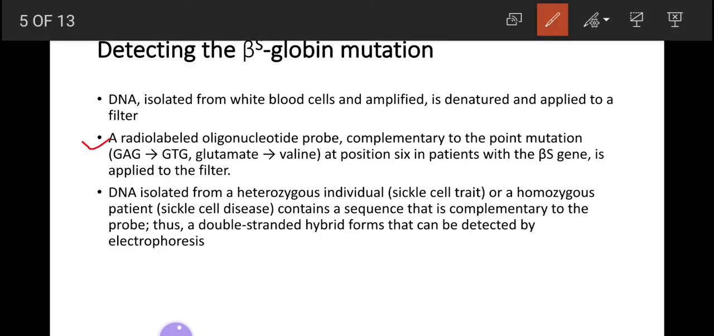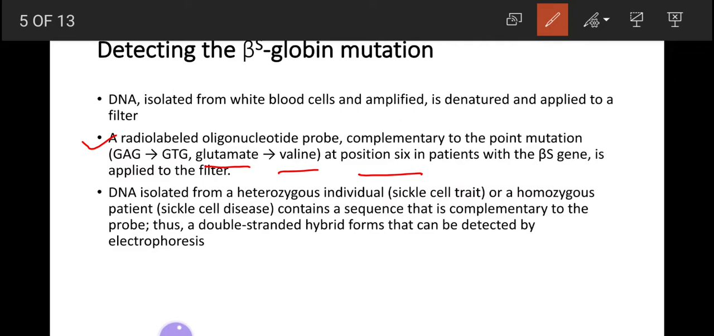The oligonucleotide probe is synthesized for a point mutation, so it will bind only to DNA which is mutated. At this mutation, you know that glutamate is changed to valine in the sickle cell gene, at position 6 in patients with the beta S gene. So the probes will bind to the mutated genes.